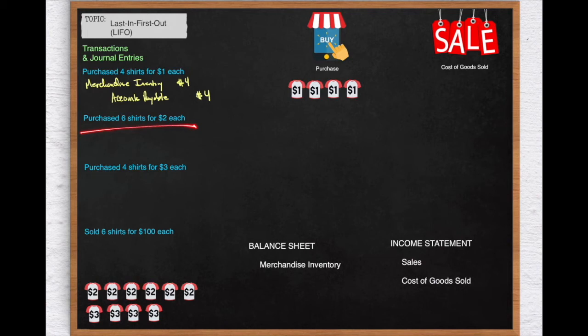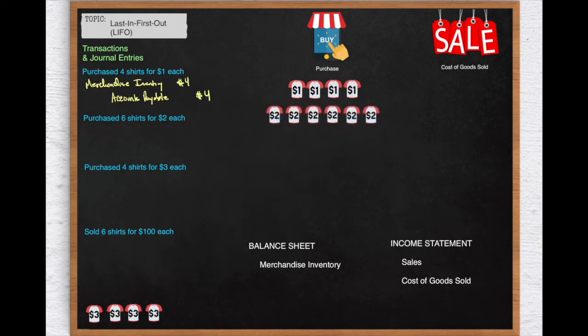Next, we purchased 6 more shirts for $2 each. Remember, we're assuming that the supplier or vendor keeps increasing their prices. Here they increased their prices for the exact same product. It was $1. Now it costs us $2 to get some more. We're going to increase the merchandise inventory by $12. We're going to assume it's on account, so credit accounts payable for $12.